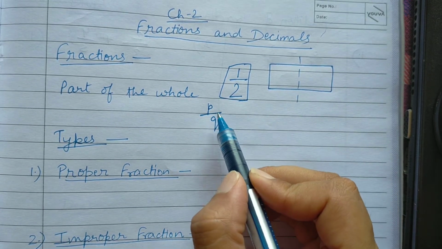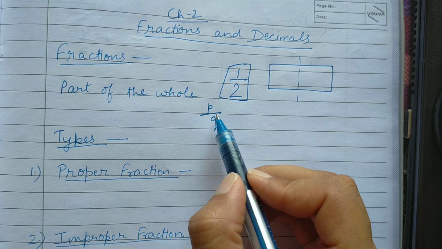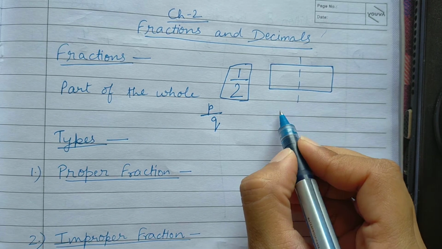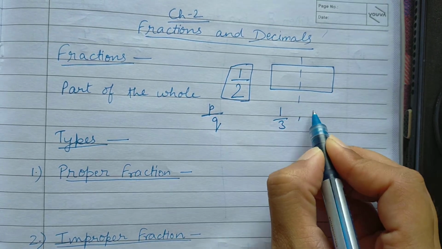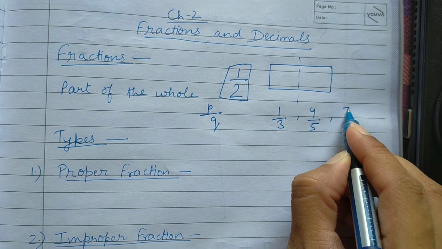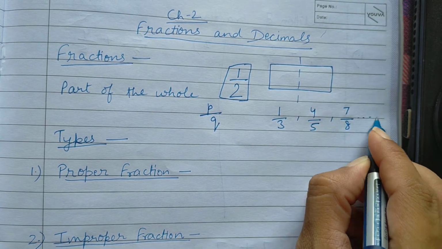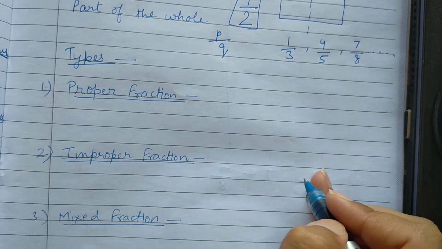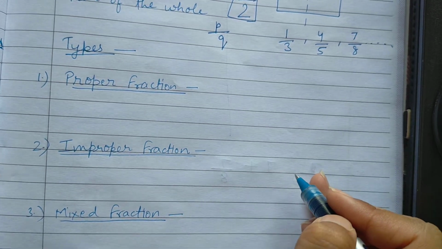So fractions are those that can be represented in the form of P upon Q. For example, 1 upon 3, 4 upon 5, 7 upon 8. All these are fractions. Types of fractions.